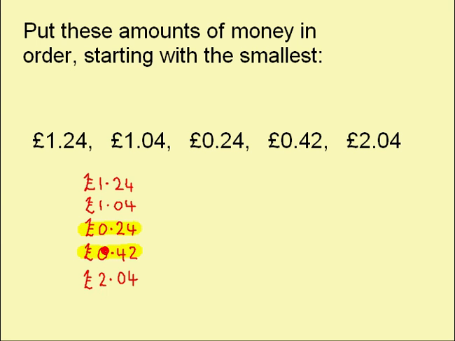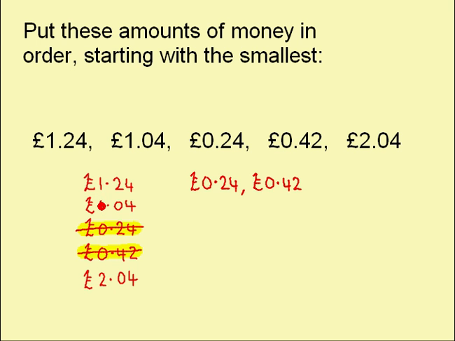So because these both had no pounds, I know that one of these two will definitely be the smallest. If I look at the 10 pences now, here I've got 20 pence and here I've got 40 pence. So this one must be smaller than this one. So this is the first number in the list. And then this one. Now to find the next number, I go back to the pounds again.